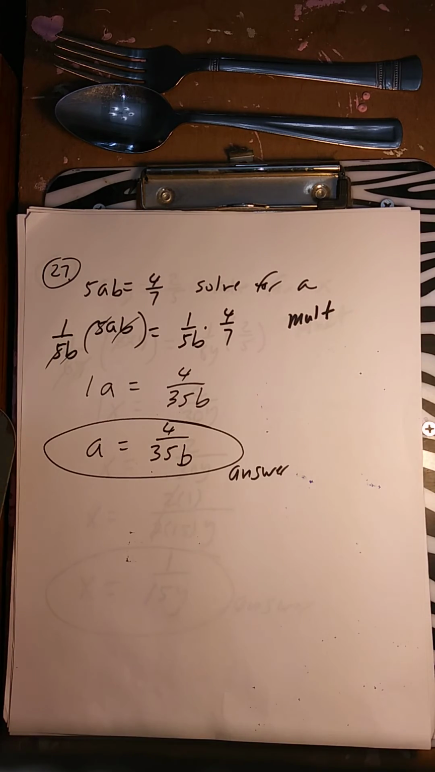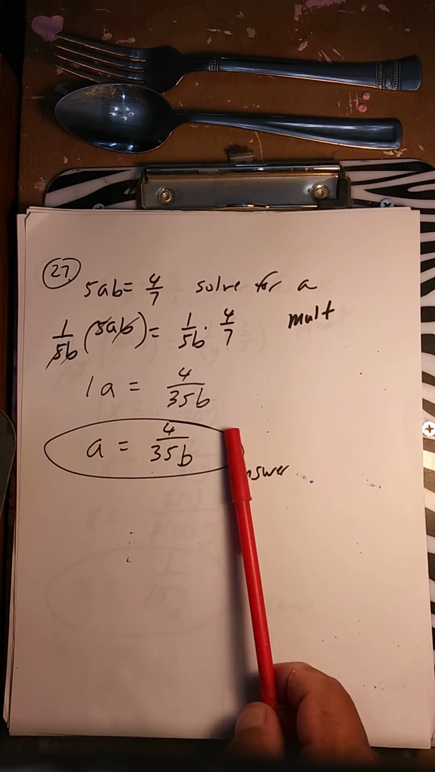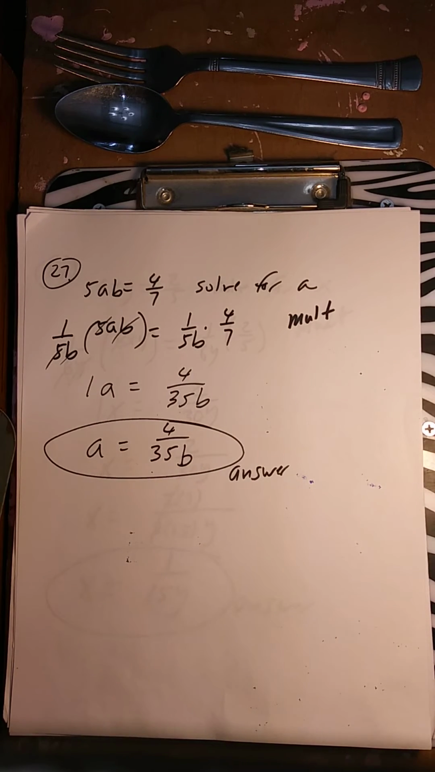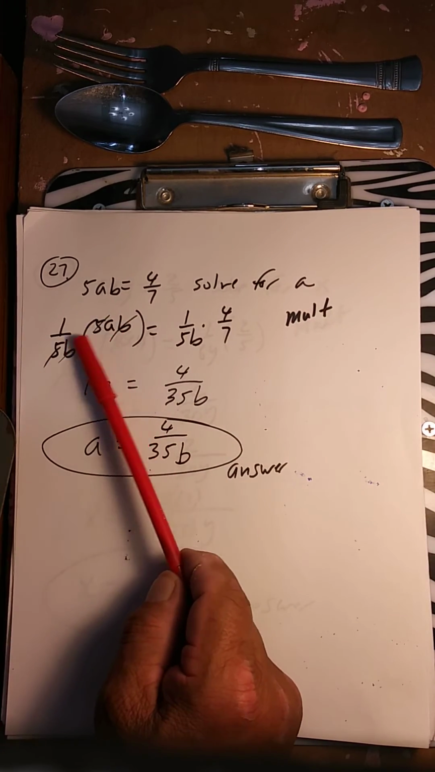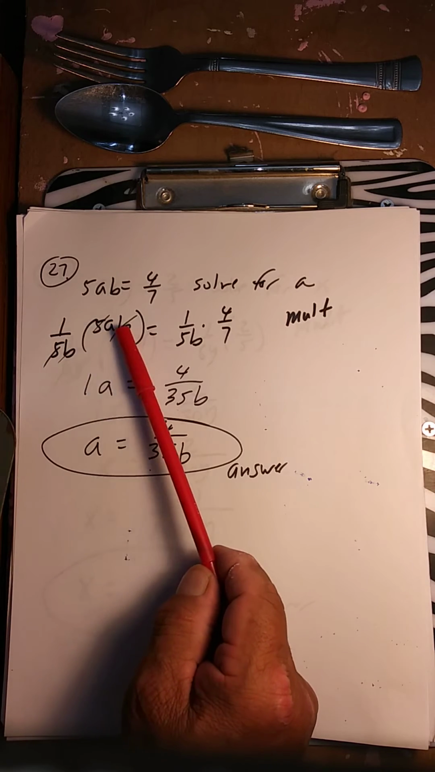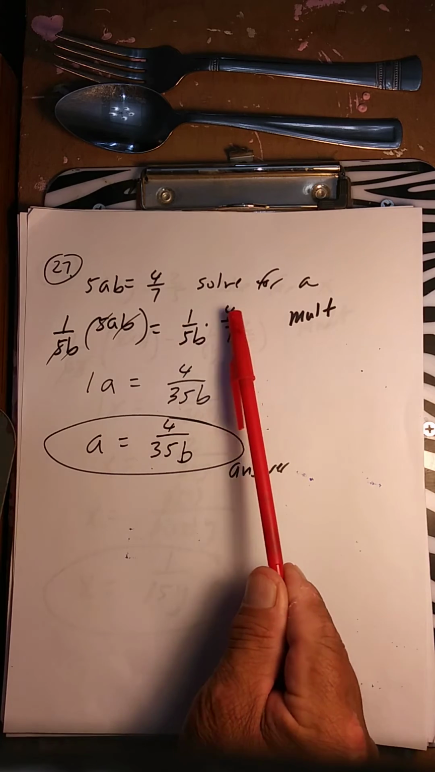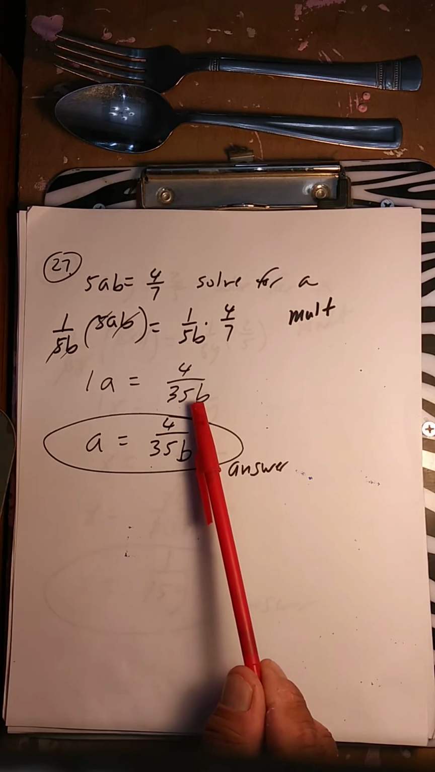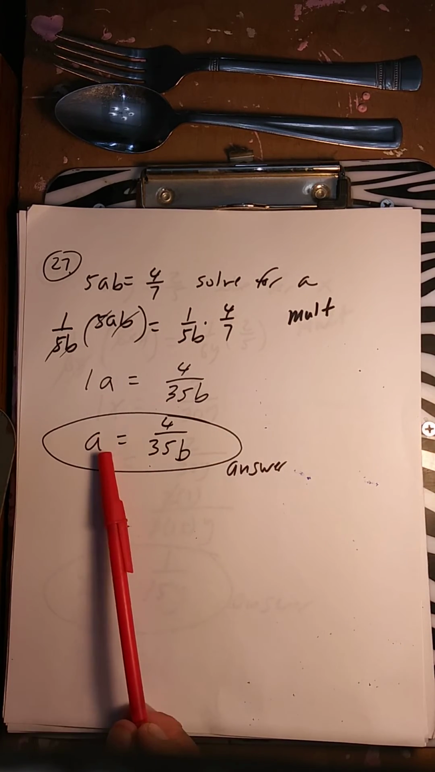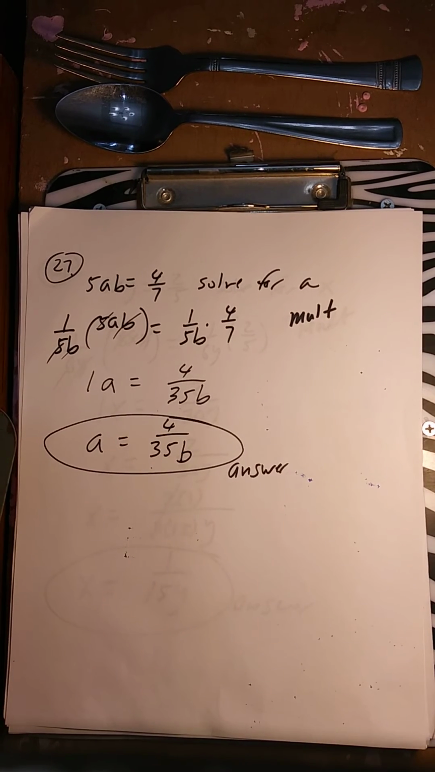Okay. Literal equation. Bunch of letters, huh? Solve for A. So what I did is I multiplied by 1 over 5b on both sides. Now, what happens then is these cancel. The 5 and the b and b cancel. You have 1a. But now we have 4 over. Multiply the top or bottom. You have 4 over 35b. And 1a is just a. That's the answer right there.